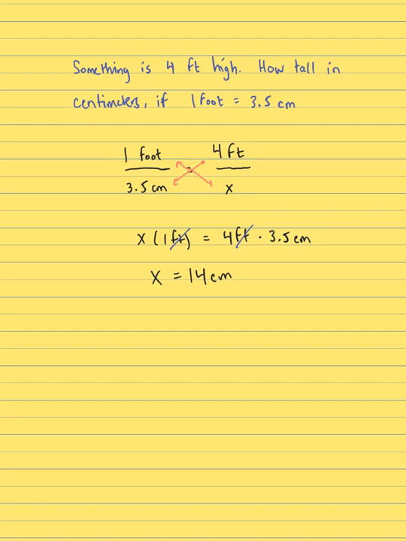Could I have set it up in a different way? Actually, yes. I could have set it up as 1 foot over 4 feet equals 3.5 centimeters over x, and you'll notice we get the same cross products if we do it that way as well. So we will do more of those in class, but that just gives you a little bit of an insight into some problems with proportions.